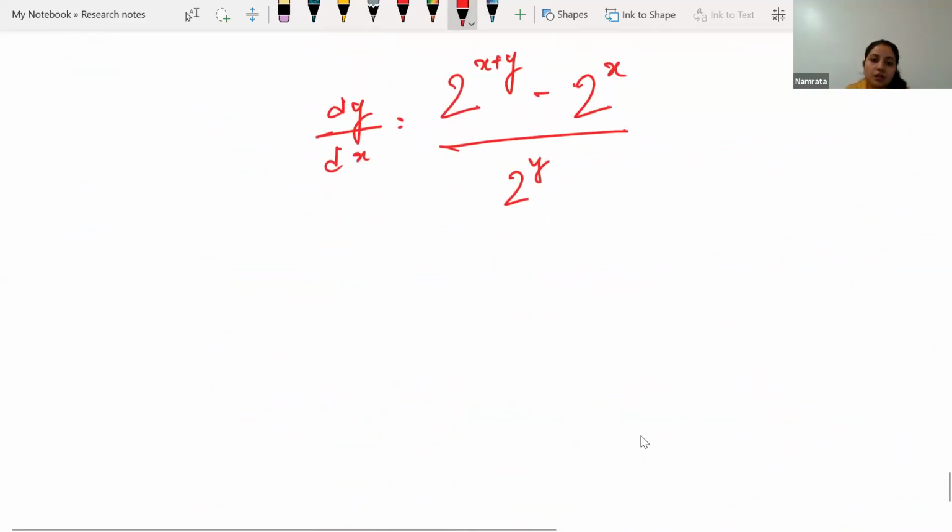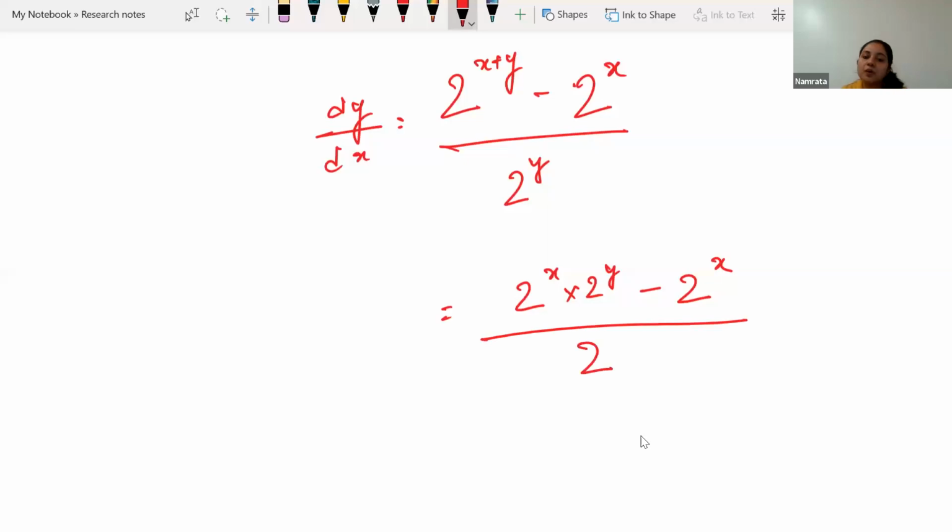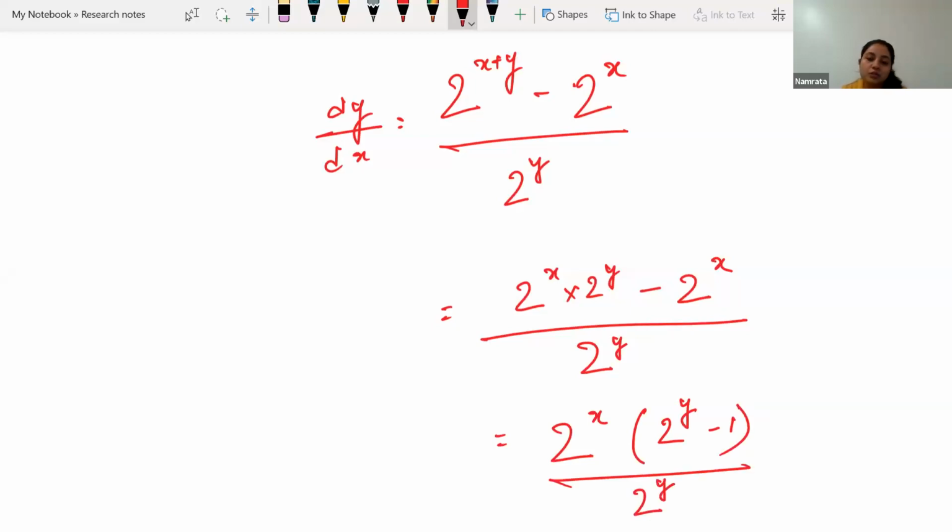Let's solve it first. So we can write this 2 to the power x plus y as 2 to the power x into 2 to the power y, right? We can apply the property of exponents over here. Minus 2 to the power x over 2 to the power y. Now in the numerator, you can see 2 to the power x we can take as common. And what is left? 2 to the power y minus 1 over 2 to the power y. Okay, this is what we are having.